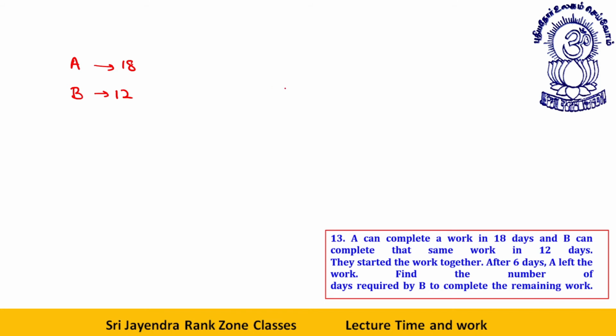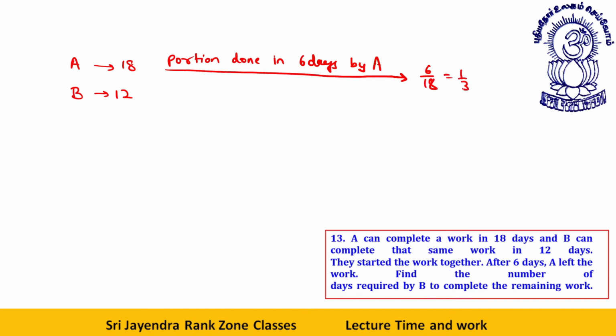They both start together. After 6 days, A left. See, the portion done in 6 days by A. What is the portion done in 6 days by A? That will be 6 by 18, or 1/3. Therefore, 2/3 has to be done by B. This 2/3 portion has to be done by B.